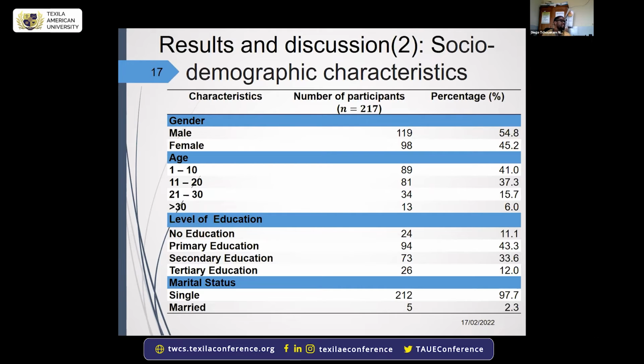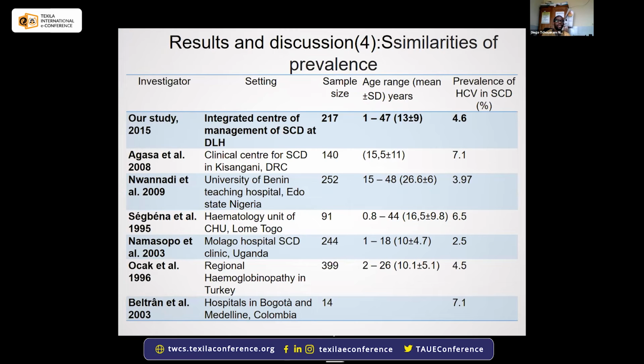97% of our participants were single. If you look closely, this corroborates with the fact that most of them were very young, below 30 years. Only a very few, about 2%, were married. We had a sample size of 217 participants with an age range between 1 and 47 years, and we had a prevalence of hepatitis C of 4.6% amongst this study population.